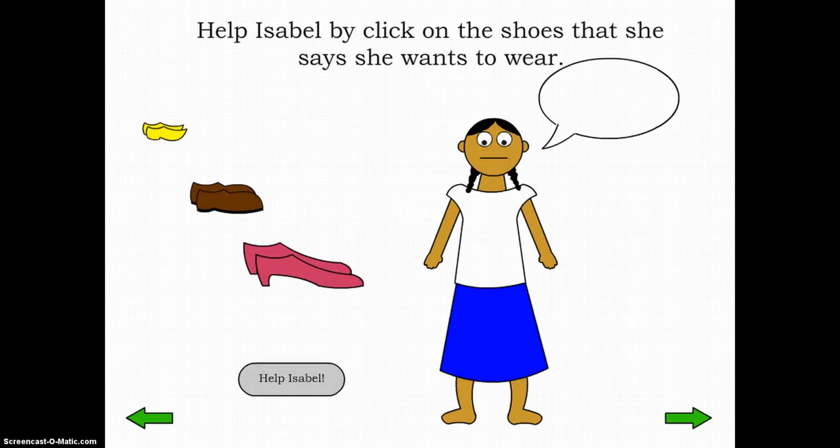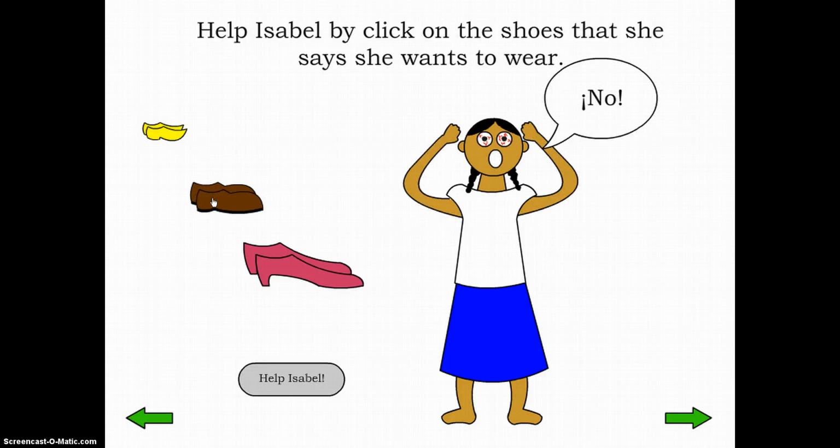Let's help Isabel pick out the shoes that she wants to wear. Isabel says, quiero estos zapatos. I think I'm going to pick these right here. Oh no, I was wrong. Let's try it again.